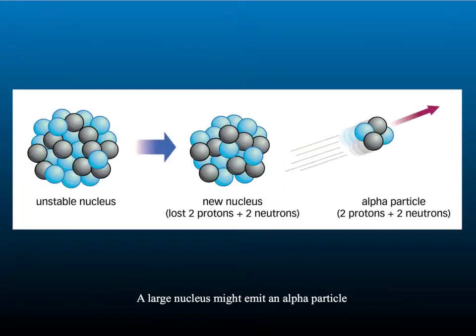An alpha particle is a helium nucleus. It's made up of 2 protons and 2 neutrons. After a nucleus breaks down by emitting an alpha particle, by alpha decay, both the mass number and the atomic number change. So here we've got our unstable nucleus, and after the decay we've got the new nucleus, which has now lost 2 protons and 2 neutrons. Those 2 protons and 2 neutrons are in the alpha particle which is being emitted.